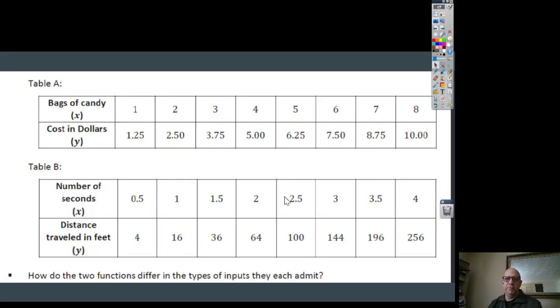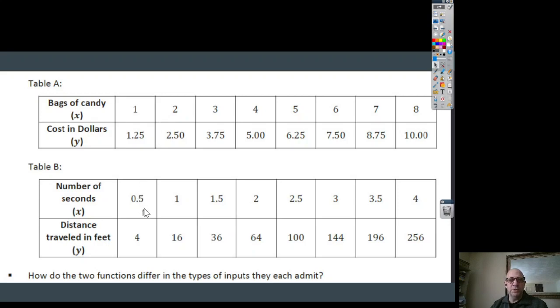So let's say we have a table of data, right? I'm buying bags of candy, or maybe it's Takis, and here's how much it costs. Can you buy 1.5 bags of Takis? No, I can't go in the store and rip open a bag and then say, I'm buying 1.5 bags. You have to buy 1 bag or 2 bags.